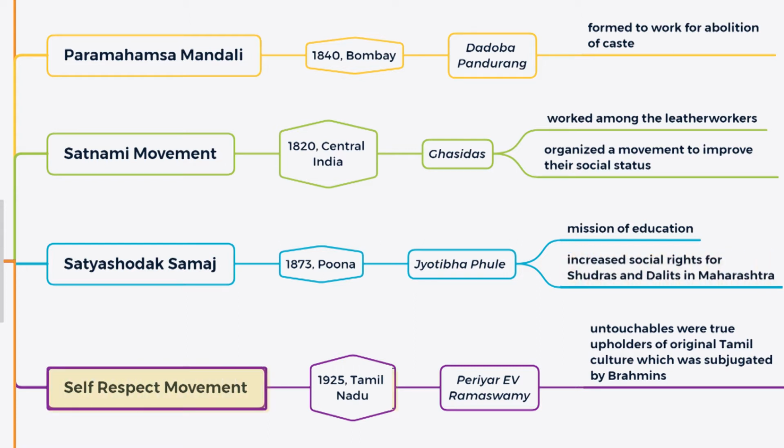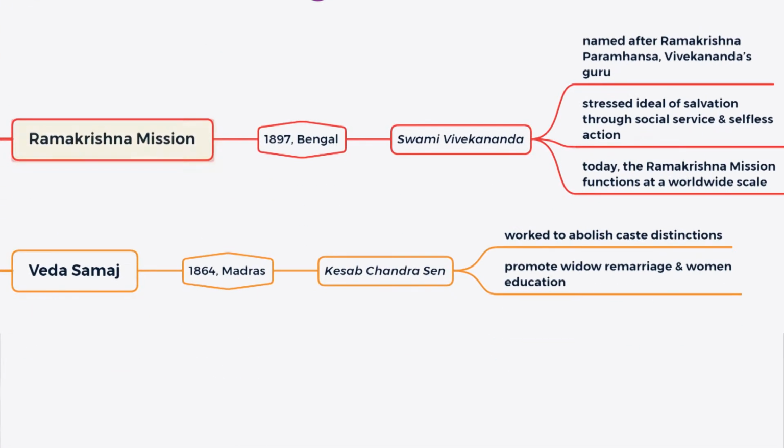The Self-Respect movement was founded in 1925 in Tamil Nadu by Periyar E.V. Ramaswamy, who believed that untouchables were the true upholders of the original Tamil culture, which was subjugated by the Brahmins. The Ramakrishna Mission was founded in 1897 in Bengal by Swami Vivekananda. It was named after Ramakrishna Paramahamsa, Swami Vivekananda's guru. It stressed the ideal of salvation through social service and selfless action. Today, the Ramakrishna Mission functions at a worldwide scale.